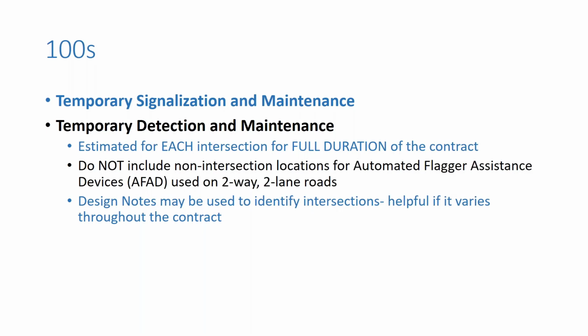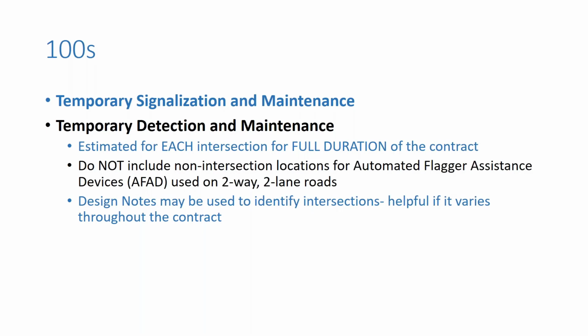So we do not want to include any non-intersection locations such as the automated flagger type devices. These are other MOT devices. These should only be used for those signalized intersections in accordance with the specification.